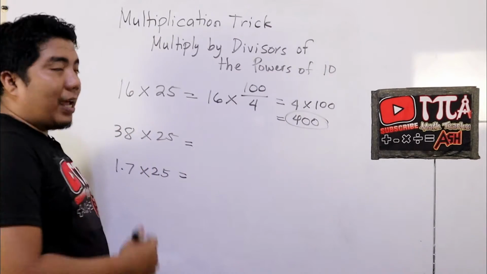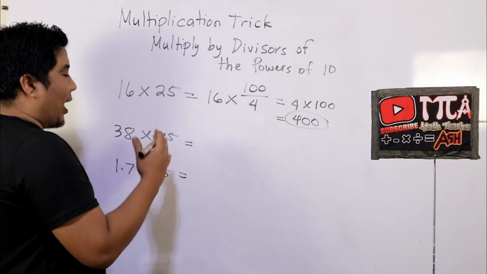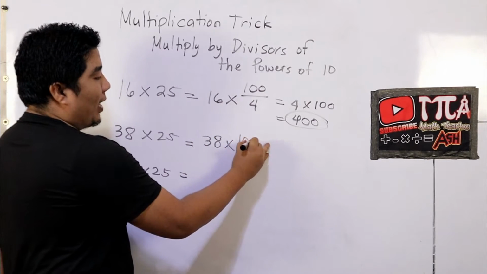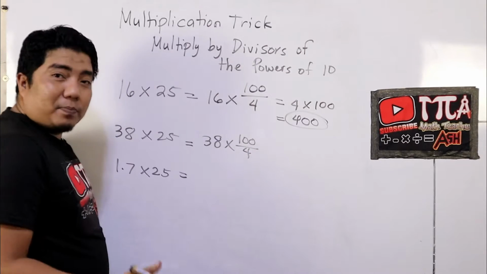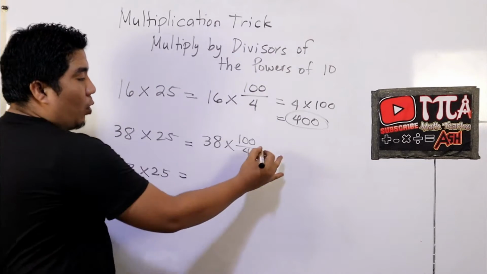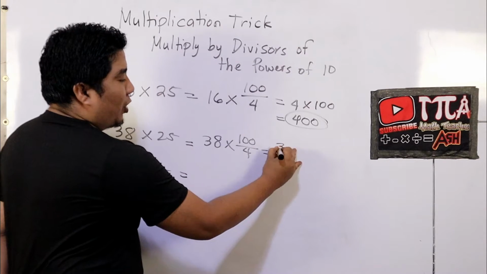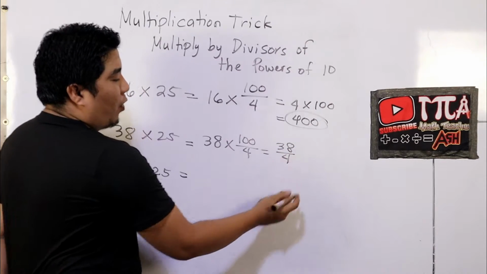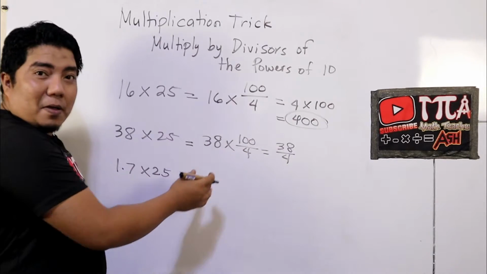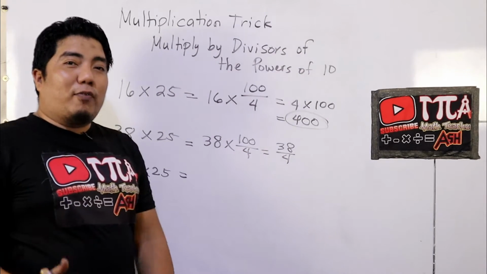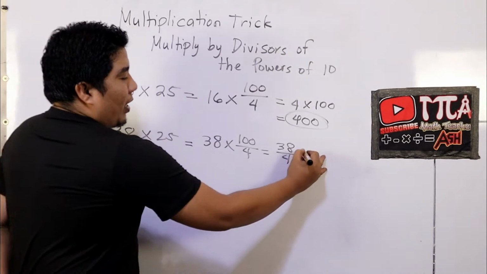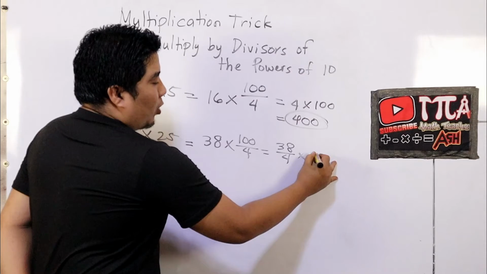Now, how about our second problem? We have 38 times 25. We could write this as 38 times 100 over 4. Okay? So 38 cannot be divided by 4, right? But we can do this one like 38 over 4. We can transfer our over 4 here because that is the concept of ratio and proportion. Okay? So, we can now multiply it to 100.